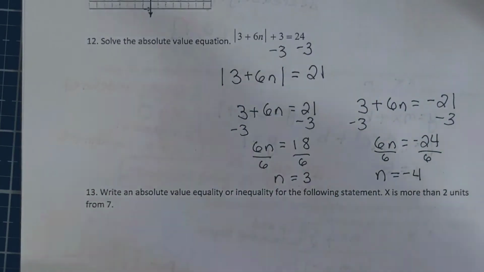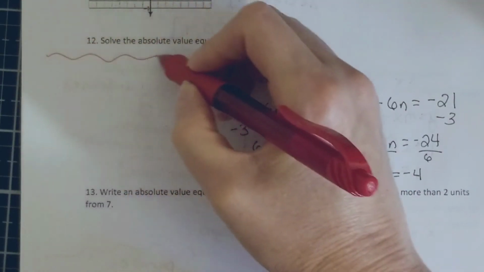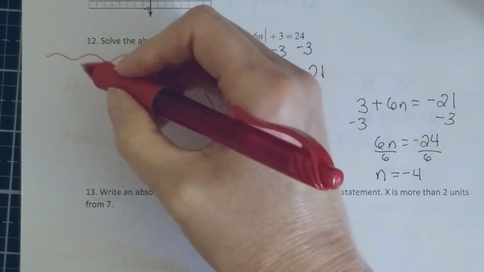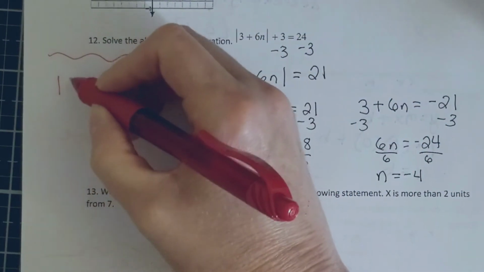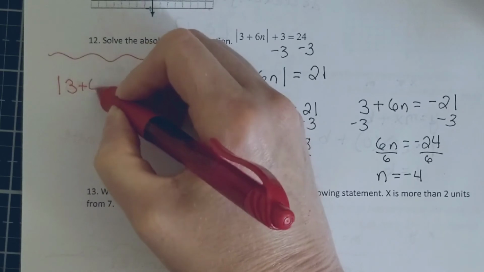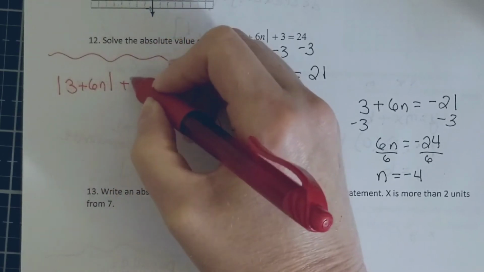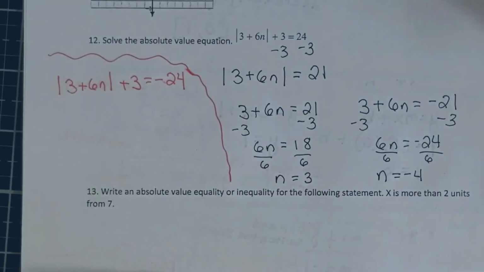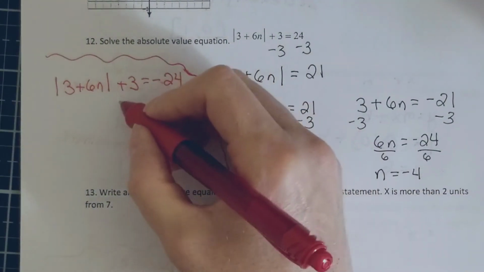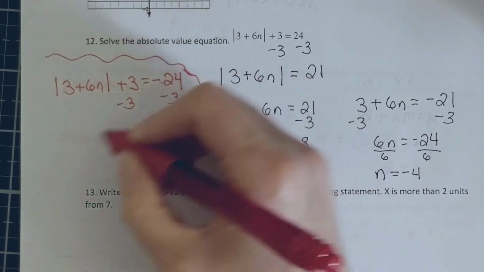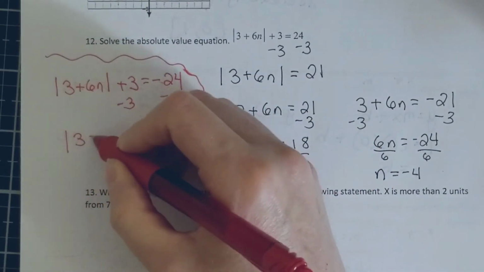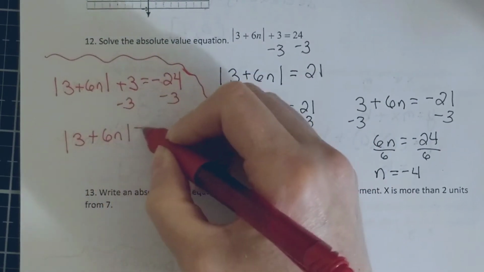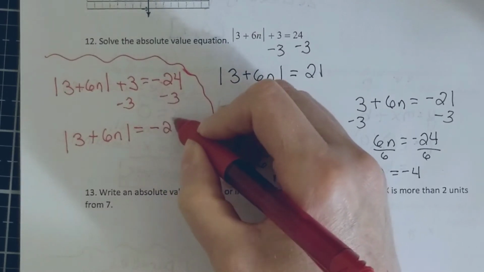Now, on a side note, let's pretend that this was the problem they gave you. Absolute value of 3 plus 6n, plus 3 equals negative 24. Okay, again, we would subtract 3 on both sides. So I get the absolute value of 3 plus 6n equals negative 27.